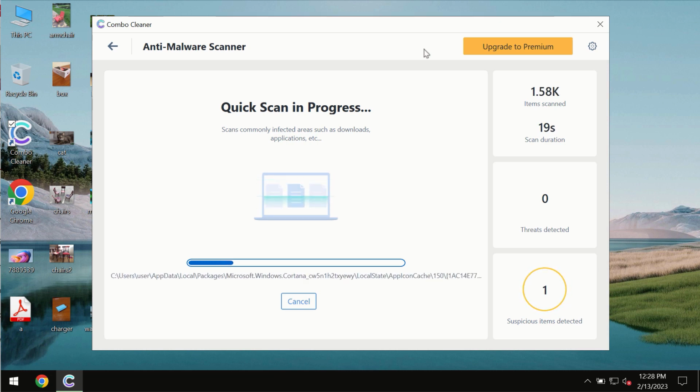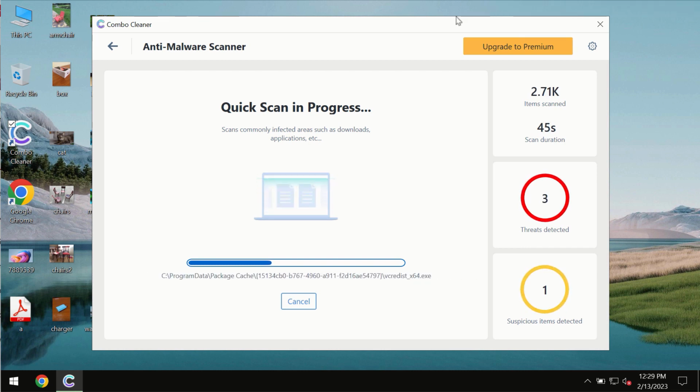The scanning duration by Combo Cleaner will take some time, of course. It depends on various factors. It may depend on how infected the system is. It may depend on how many hard drives are being scanned at the same time. And at the end of the scanning, you will then see the complete summary of all the threats which were revealed on the computer.